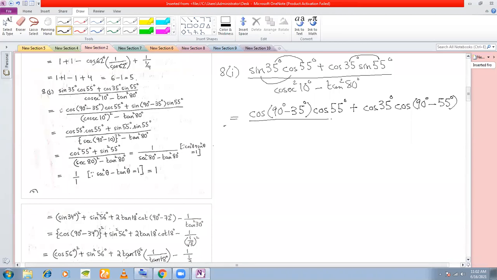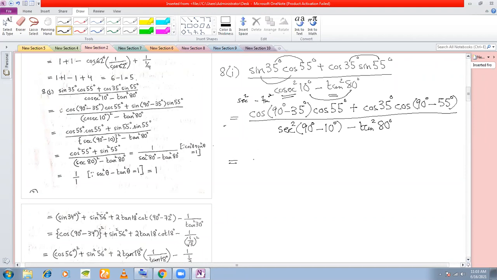Divided by, again if you see 10 and 80 are also complementary, and you know that cosec can be changed to sec. Why do I want to change cosec to sec? Because I know that if I change this cosec to sec, I'll get a sec square here, and there's already a tan square here. So sec square minus tan square, you know, is 1. So that is why I would like to change this cosec to a sec. So sec square 90 degree minus 10 degree. And this tan square 80 degree we keep as it is.